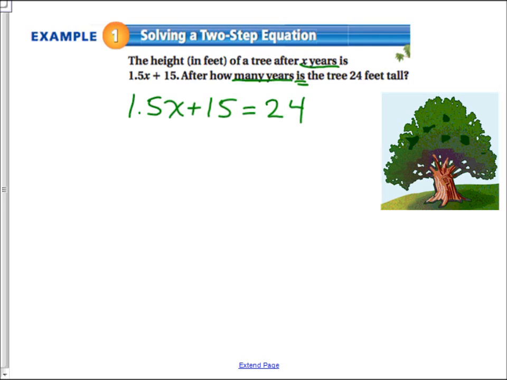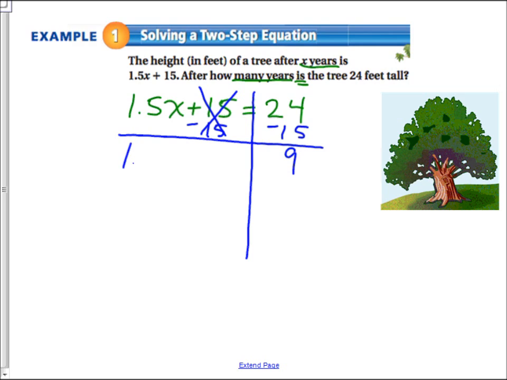If I'm looking at the bottom of my order of operations triangle, addition and subtraction are the first operations I need to undo. So I see that I have addition. The opposite of addition is subtraction. So I'm going to go ahead and subtract 15 from both sides. It's important to keep that balance stable, so I need to do the same thing to both sides. I have a positive 15 and a negative 15, which cancel out or make 0. I have 24 minus 15, and that is 9.